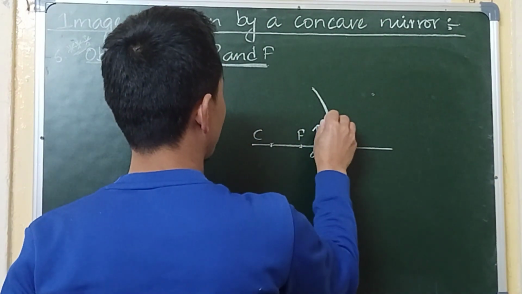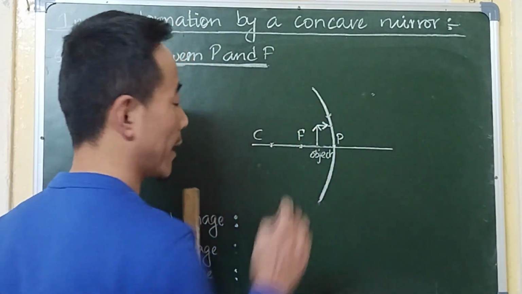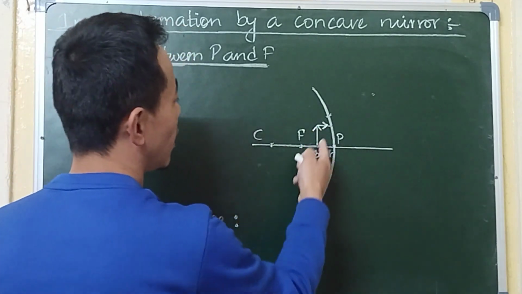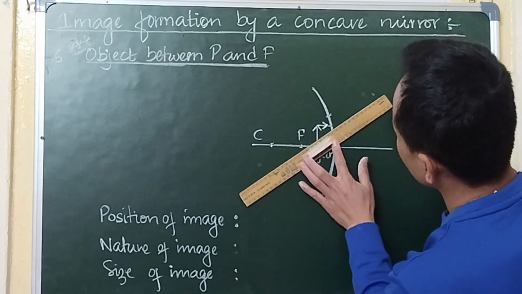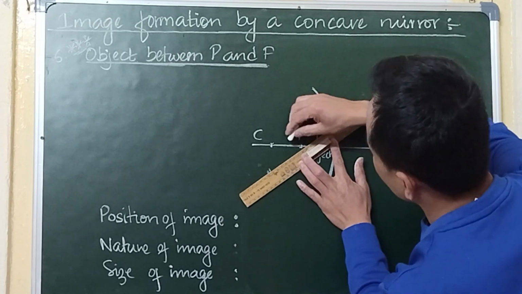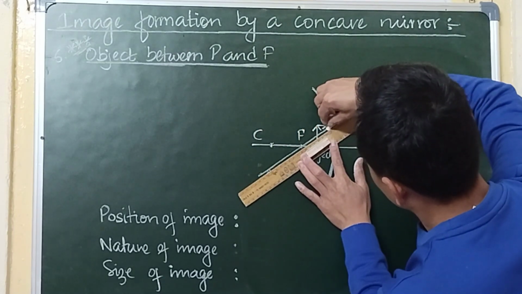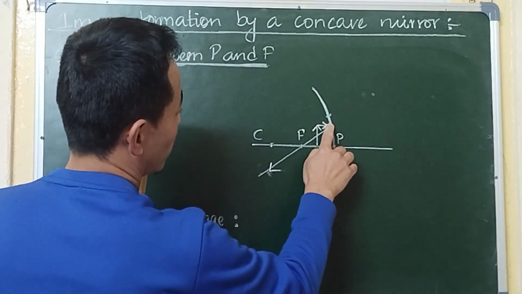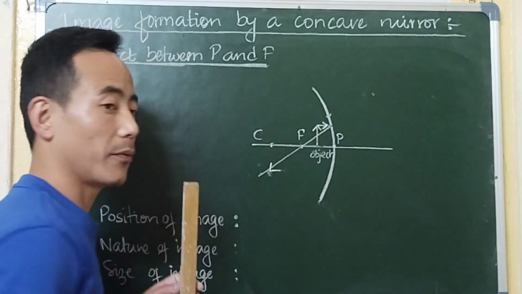So this is the first incident ray, which is parallel with the principal axis. Now the rule says if the incident ray is parallel with the principal axis, after reflection it passes through the focus. So let's draw the reflected ray here, and according to the rule the reflected ray must pass through the focus. So we have this reflected ray which is passing through the focus. Alright, so the incident ray is parallel, and the reflected ray is passing through this point which is called the focus F.